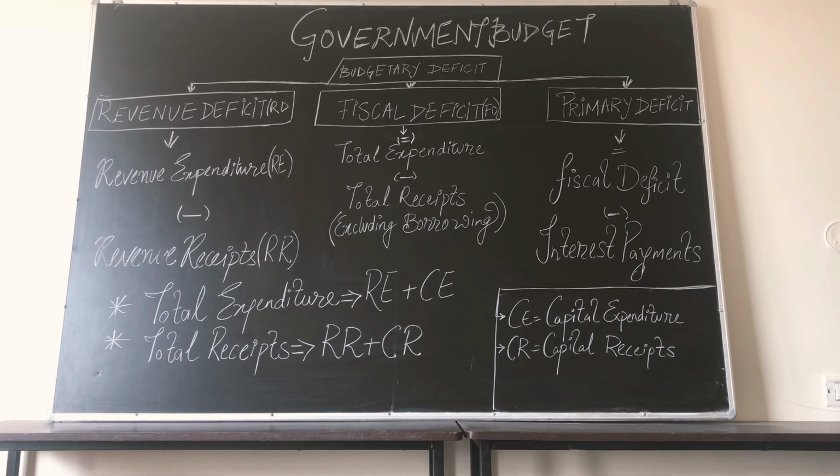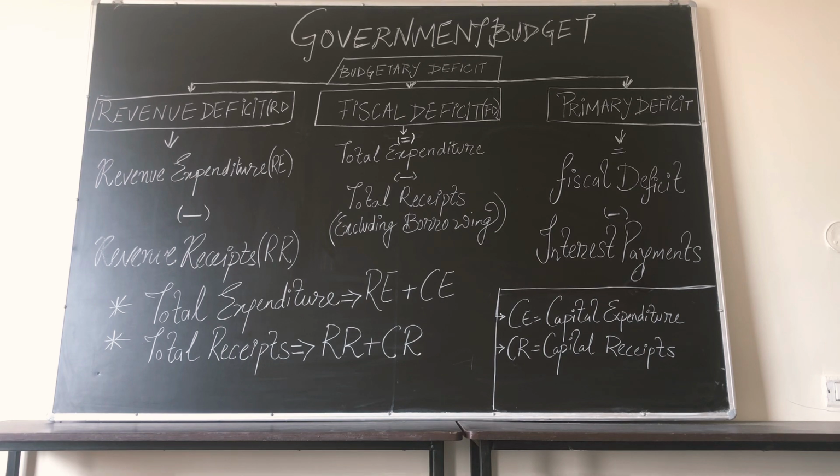Number three, it generates inflationary pressure on the economy. Number four, higher borrowing would increase the future burden to repay the loan amount and interest payments. Now, how can we tackle it? Or what are the measures to reduce revenue deficit? There are two measures to reduce revenue deficit. Number one is the measure to reduce public expenditure.